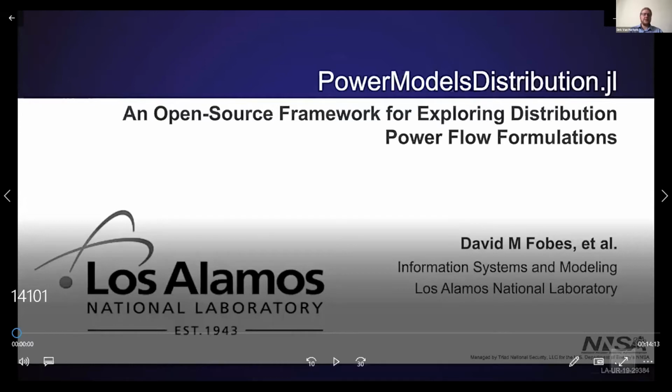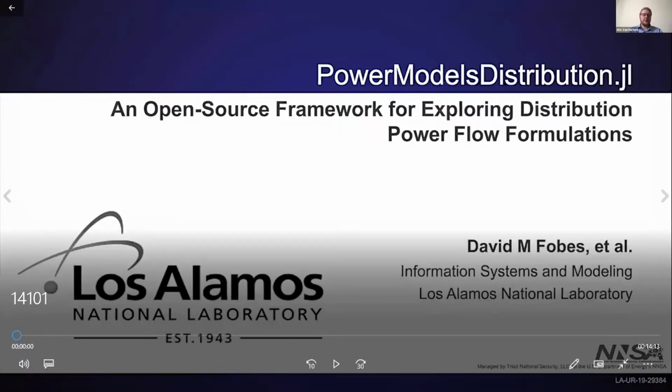David Fobes. Dr. Fobes received his PhD in physics from Tulane University in 2010, and since 2015 has been at Los Alamos National Laboratory, where he currently is a staff scientist in the Information Systems and Modeling Group. For the past 2 years, he has worked as a part of the Advanced Network Science Initiative, primarily developing optimization software for various infrastructure networks, including optimal power flow and restoration of electric distribution systems and the hydraulic modeling of natural gas pipelines. And he will present something on PowerModelsDistribution.jl, for which already some advertisement has been made today.